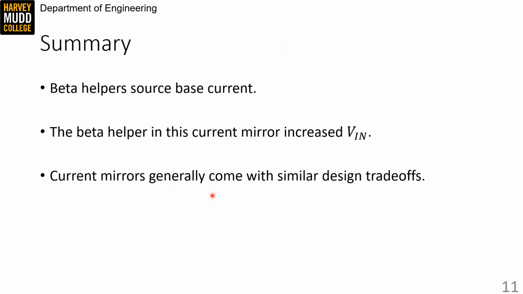In summary, beta helpers source base current. The beta helper in this current mirror increased Vin, so you required a higher input voltage to keep the mirror operating. And current mirrors generally come with design trade-offs.